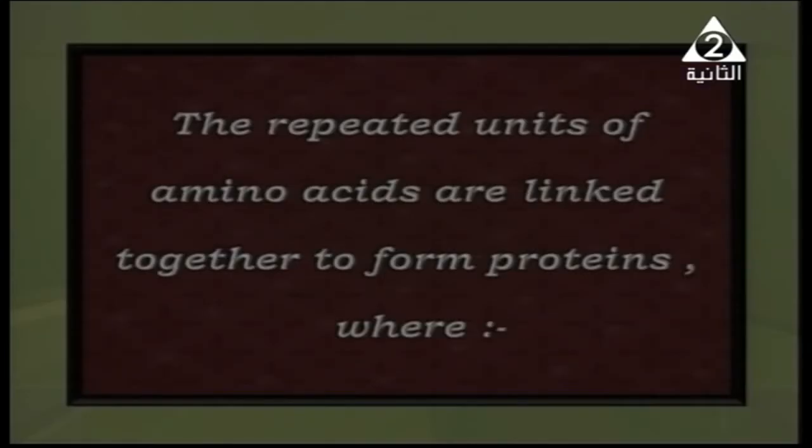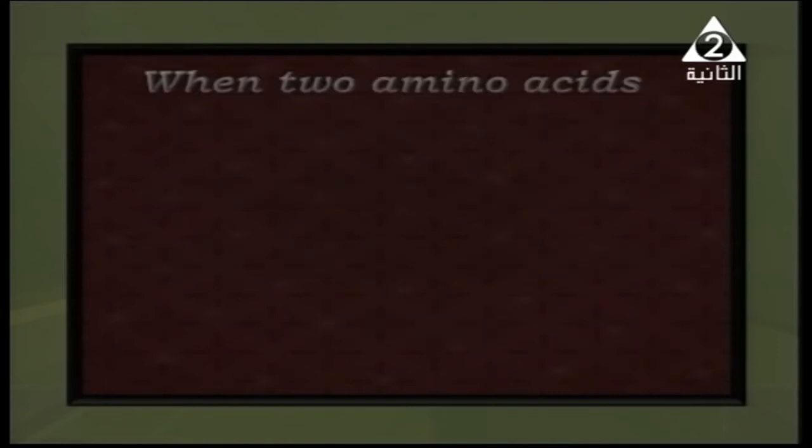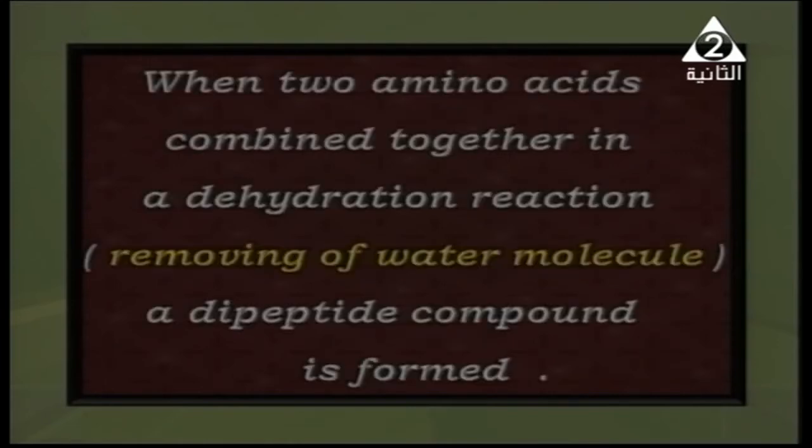The repeated units of amino acids are linked together to form proteins, when 2 amino acids combine together in a dehydration reaction. Do you know the meaning of the word dehydration reaction? It means removing a water molecule. A dipeptide compound is formed. This means when 2 amino acids bind together, they form a dipeptide compound.